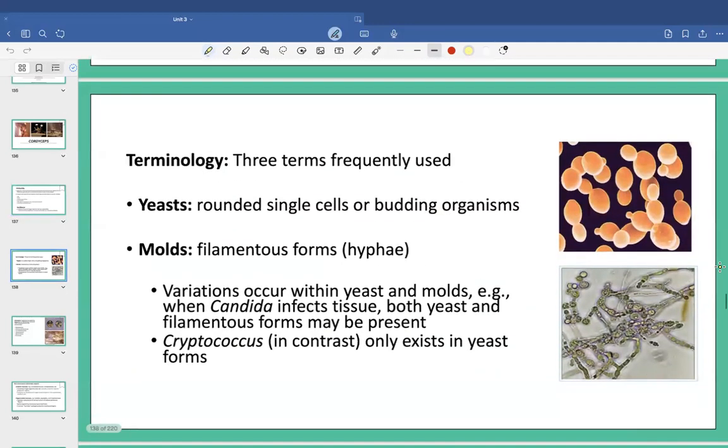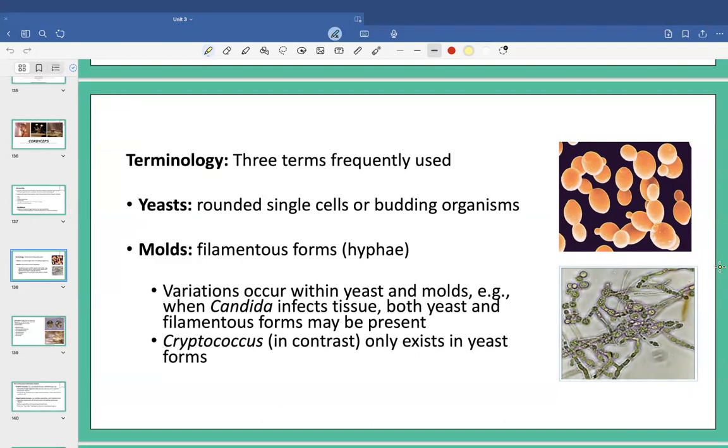We're gonna talk about terminology real quick, just so you know, when we're talking about different conditions, what is what. First is yeast. These are rounded solitary cells that reproduce by budding. That's the top picture. Second picture is a filamentous form, which is a mold. You might hear the word hyphae. These are also where your spores are released. There are different variations within yeast and mold. Candida infects tissue, and both yeast and filamentous forms may be present. Cryptococcus only exists in yeast form.